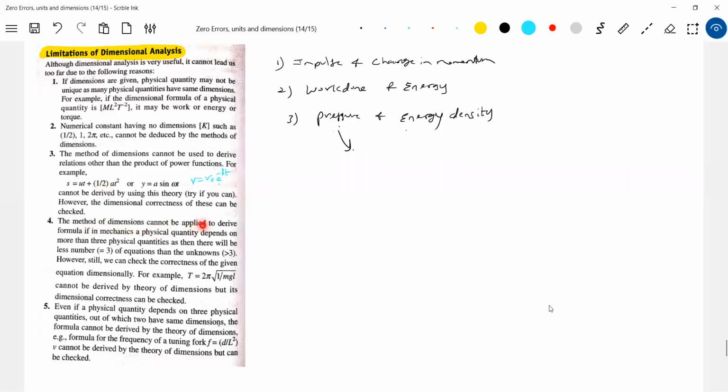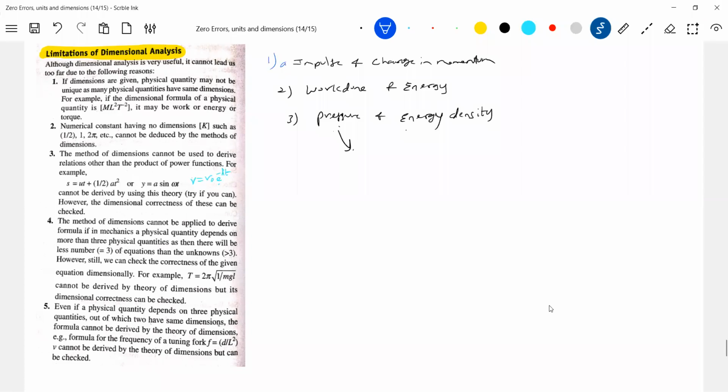No, the method of dimensions cannot be applied to derive a formula if in mechanics a physical quantity depends on more than three physical quantities, as then there will be fewer equations than the unknowns. How come? Okay, shall we try this? Can't we derive? Okay, that is telling one equation also he has given, and it's still not possible. Okay, we'll do one thing. Why accept him blindly? We'll analyze. We'll fight for it.